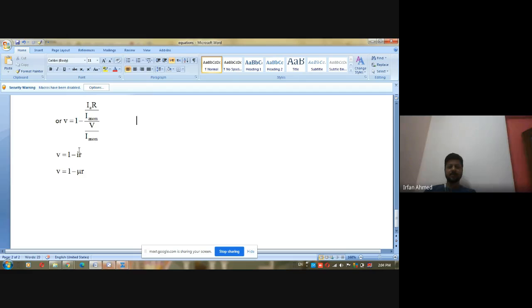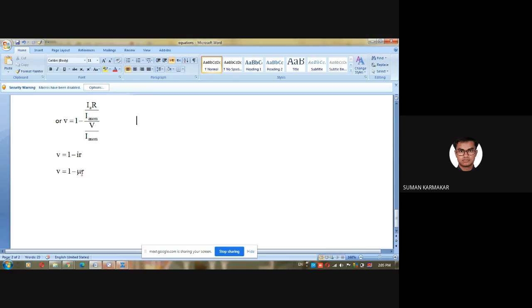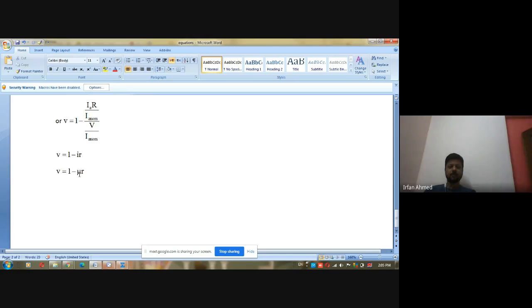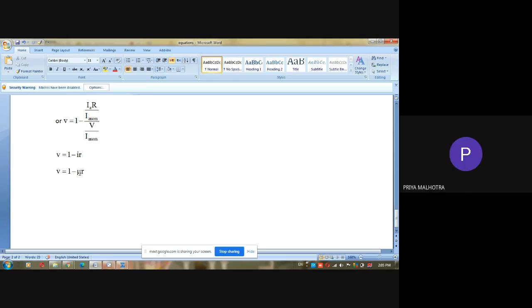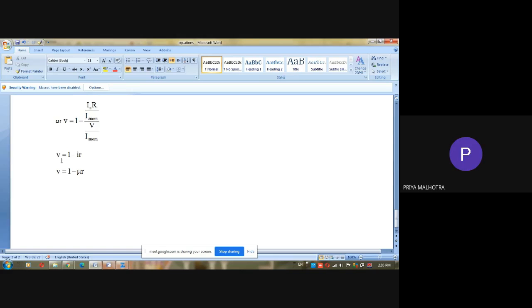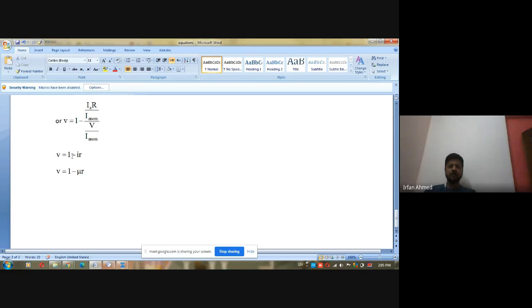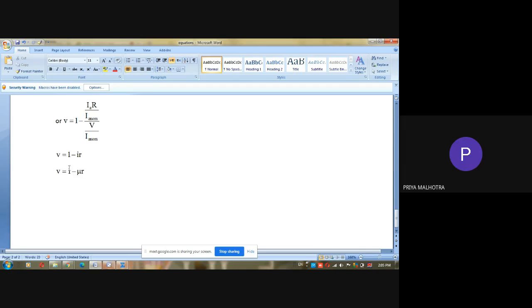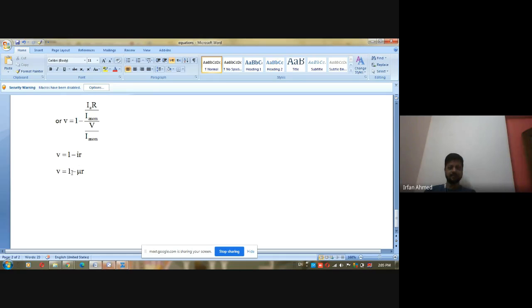Similarly, at no load, the value of mu is 0. The motor torque is only to provide for the rotational losses. So if we neglect the rotational losses, at no load the value of I is 0, at no load the value of mu is 0. So at no load, V is equal to 1, or speed in per unit is equal to 1, or the rated speed. Is this clear?